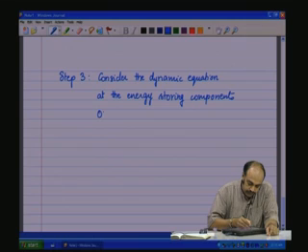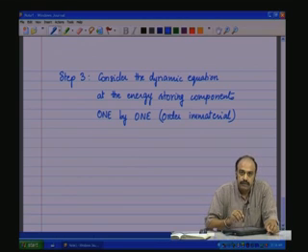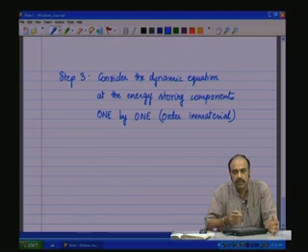One by one. Order immaterial. What it means is, we consider the dynamic equation at the energy storing component one by one, and if a particular circuit contains more than one energy storing component, you can do it in any order.